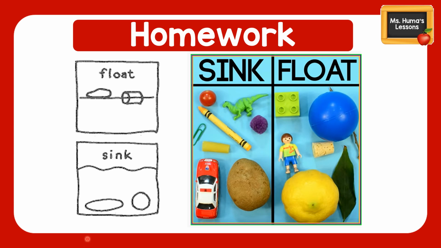Now we have come to the end of the lesson. We studied three important properties of matter today. One was floating and sinking, another was magnetism, and the third was flexibility or hardness or rigidity. So for homework, you have to take things from around your house. You have to collect something and sort them by whether they sink or float. Okay, I'll show you exactly how you have to do that.